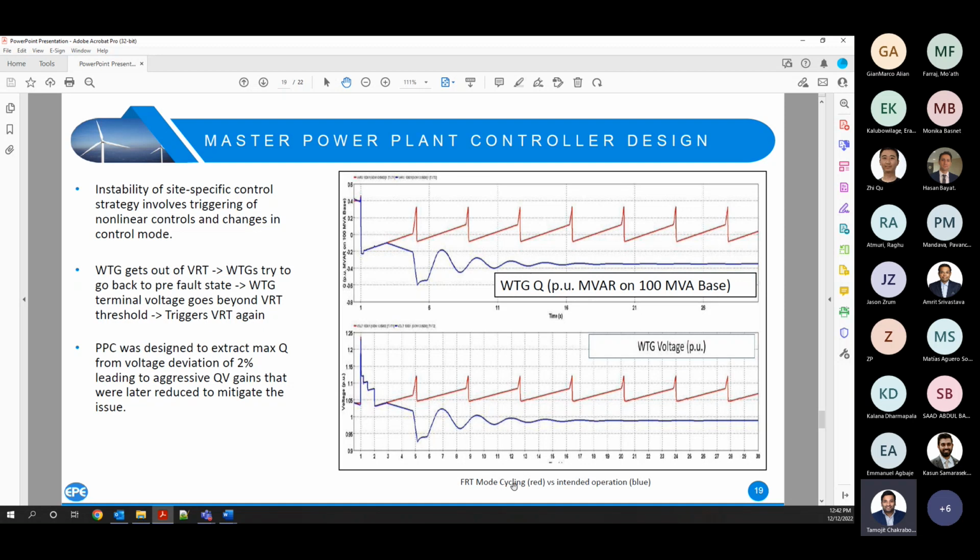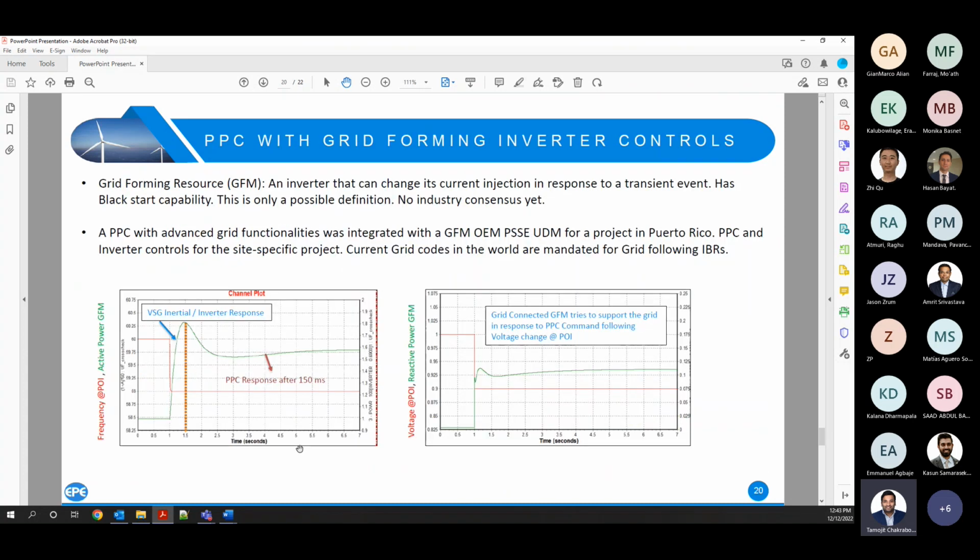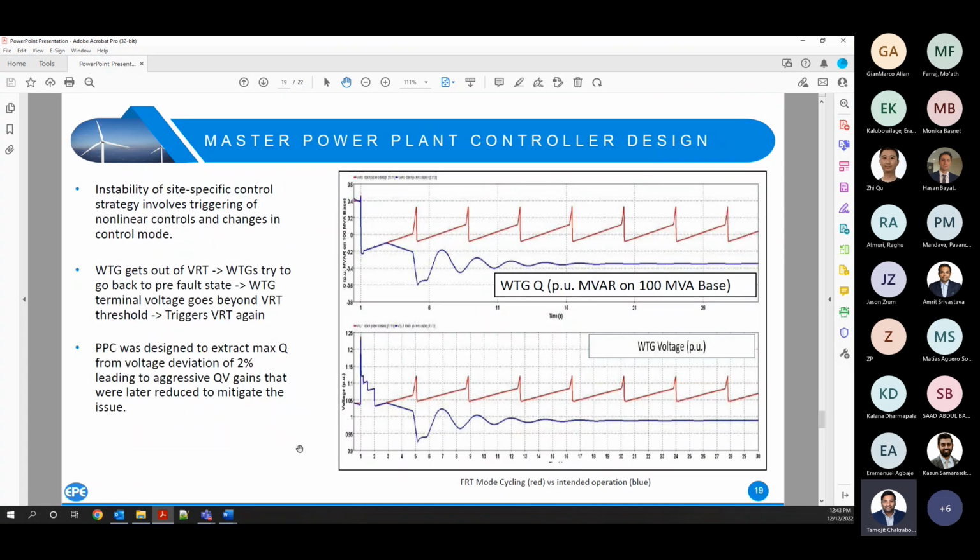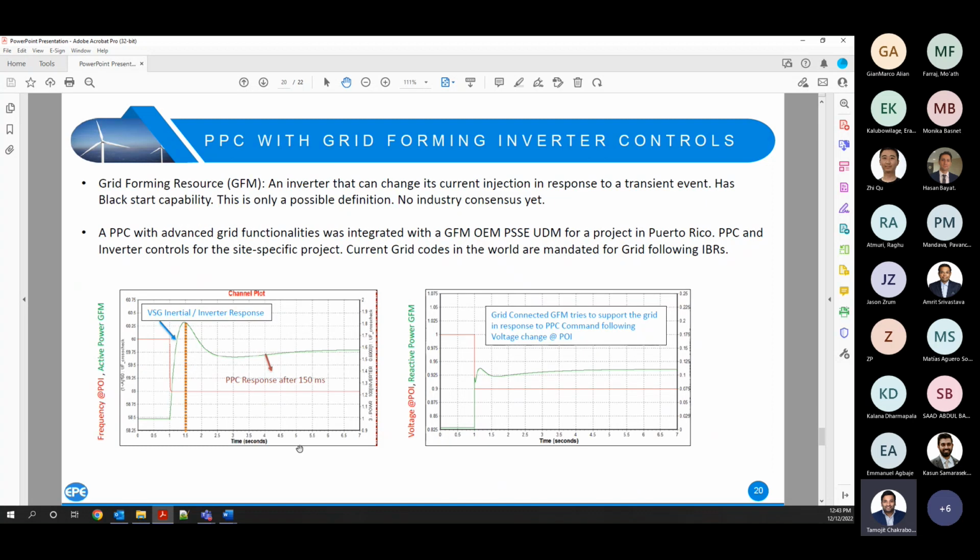So this is something that can happen in studies, which I call FRT mode cycling, which is in red, versus the intended operation, which is in blue. So these are some of the design issues that can happen in the case of master power plant controls, or rather any power plant controllers. This is my second last slide, so I hope I'm doing good on time.